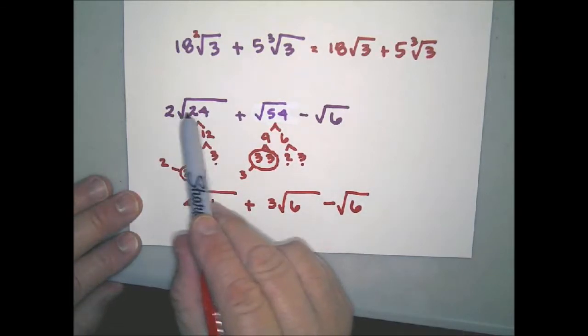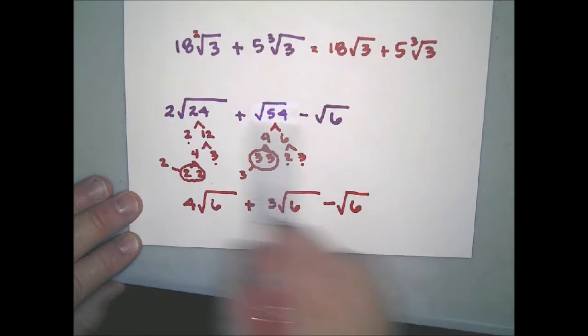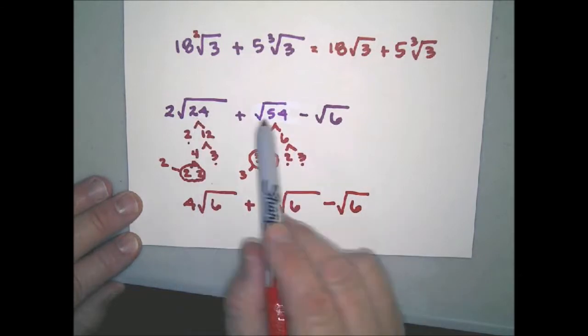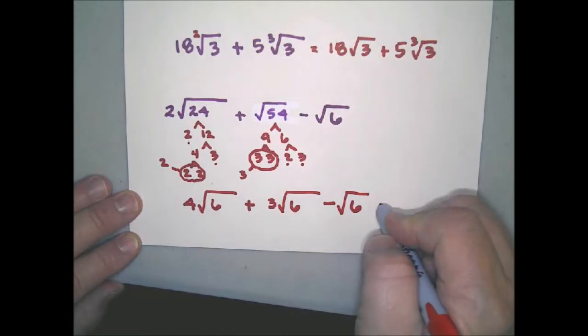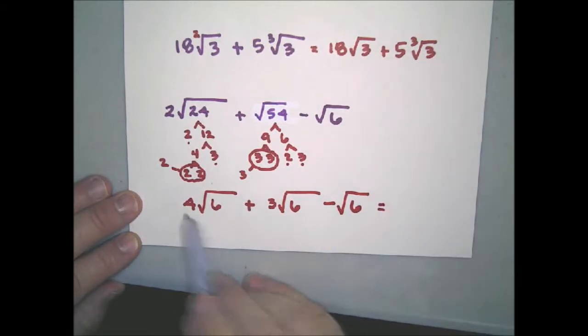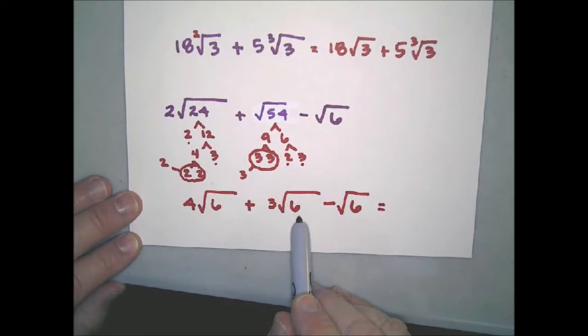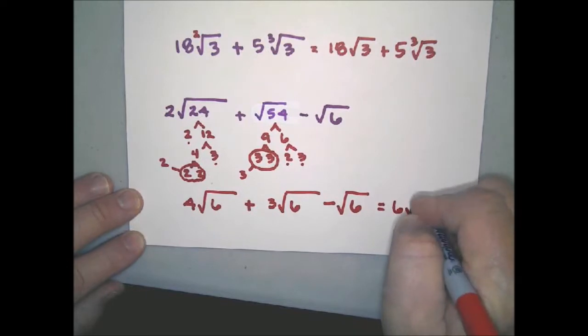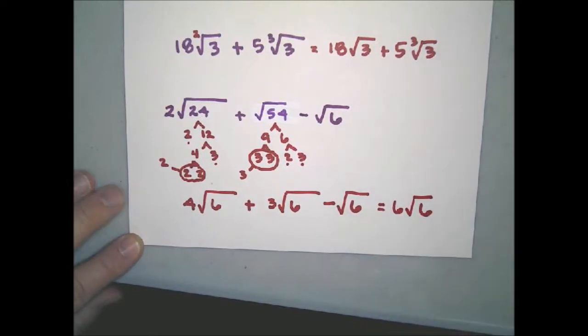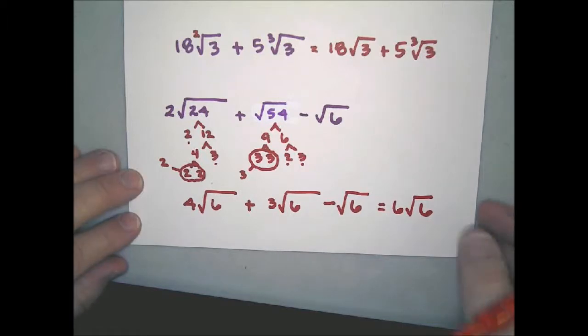So what looked like you wouldn't be able to add or subtract these terms because they're not the same square roots, once you've simplified them, they are the same square roots. So 4 square root 6 plus 3 root 6, that would be 7 root 6, minus 1 root 6 would be 6 root 6. Now, I've got one more for you.